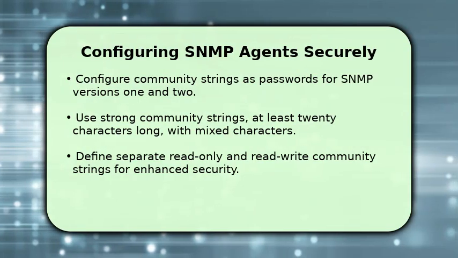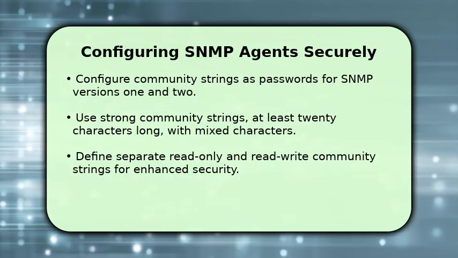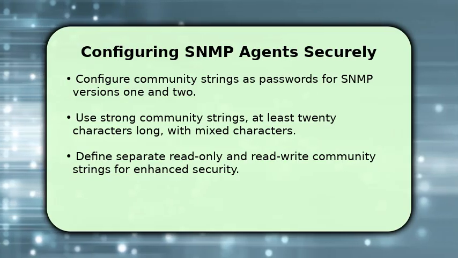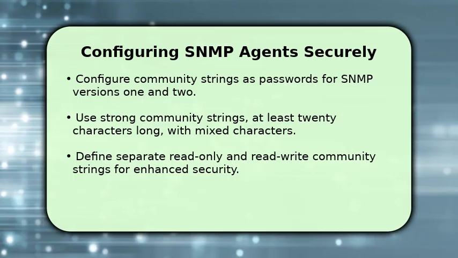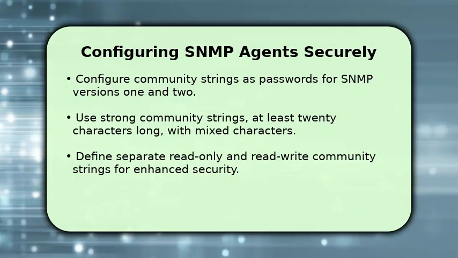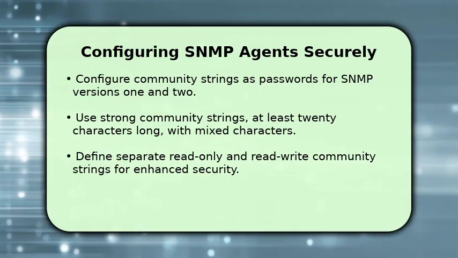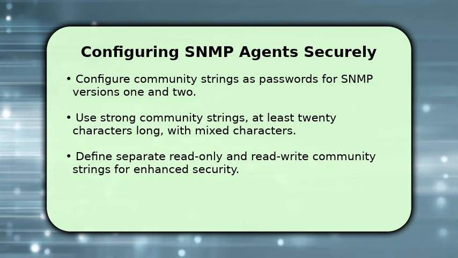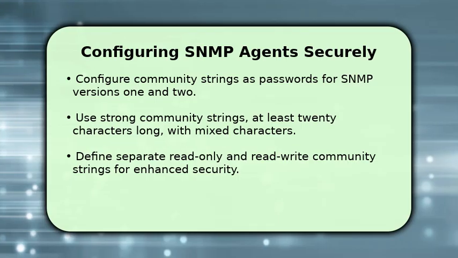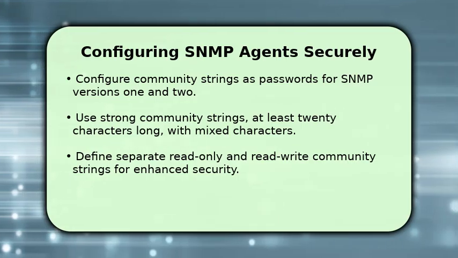Now, let's configure your SNMP agents for secure operation. For SNMP versions 1 and 2, community strings act as passwords. It is vital to use strong, complex strings of at least 20 characters, combining uppercase, lowercase, numbers, and symbols. Always use different strings for read-only and read-write access.